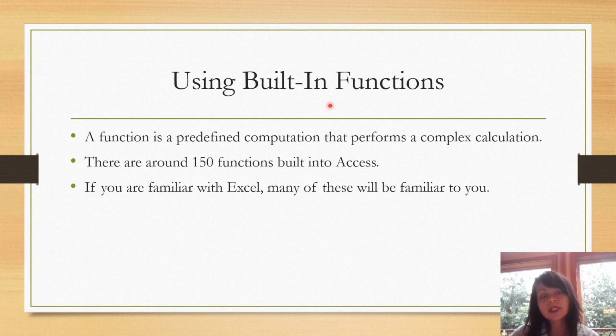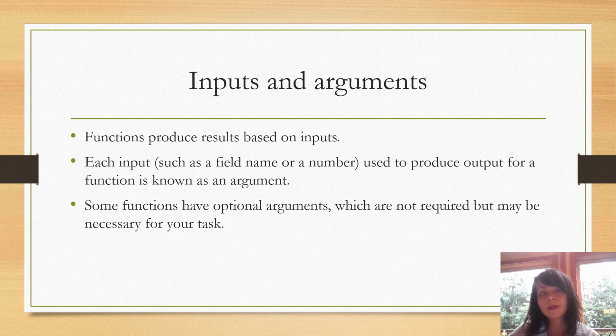Using built-in functions. A function is a predefined computation that performs a complex calculation. There are about 150 functions built into Access. If you're familiar with Excel, which we all are by now, many of these functions in Access will also be familiar to you. So we understand what inputs and arguments are from Excel. Functions produce results based on inputs. Each input, like a field name or number, used to produce output for a function is known as an argument. Some functions have optional arguments which are not required but are necessary for your task. So you can leave the optional ones out.